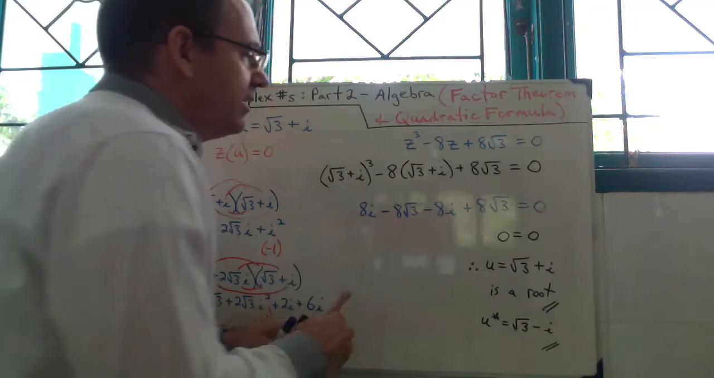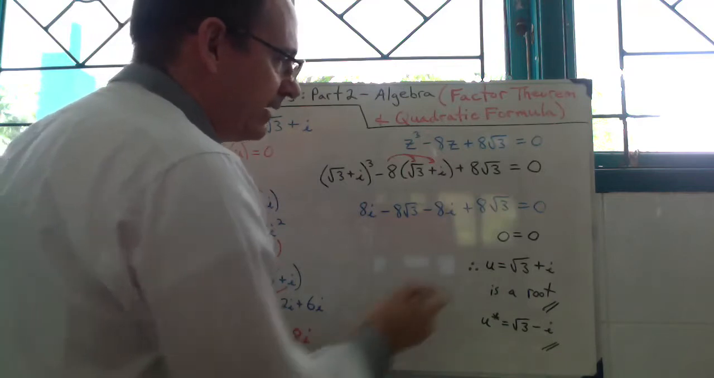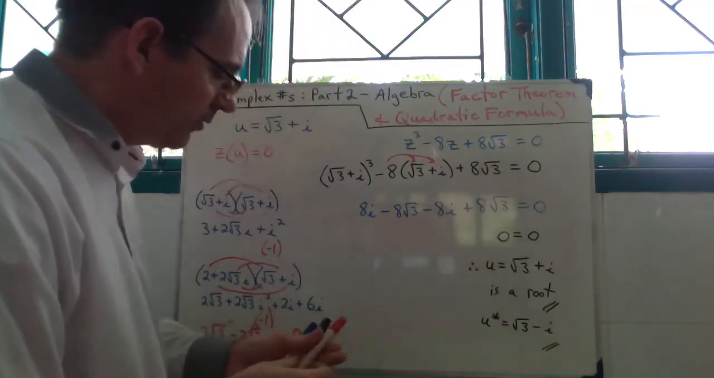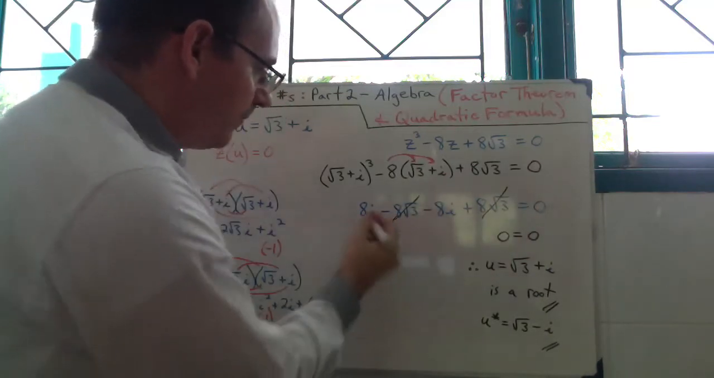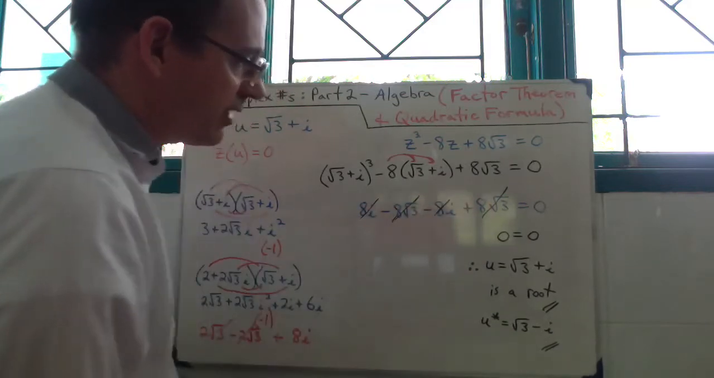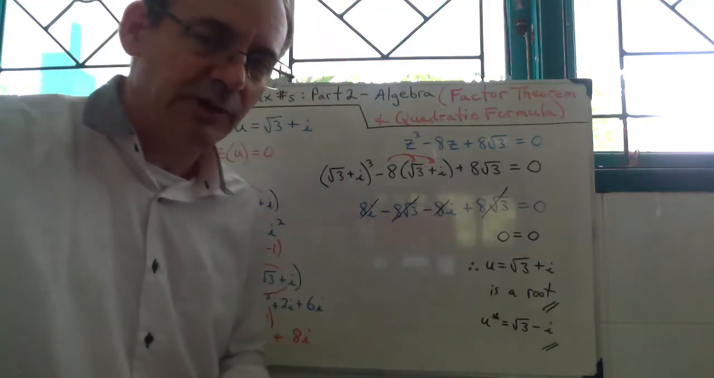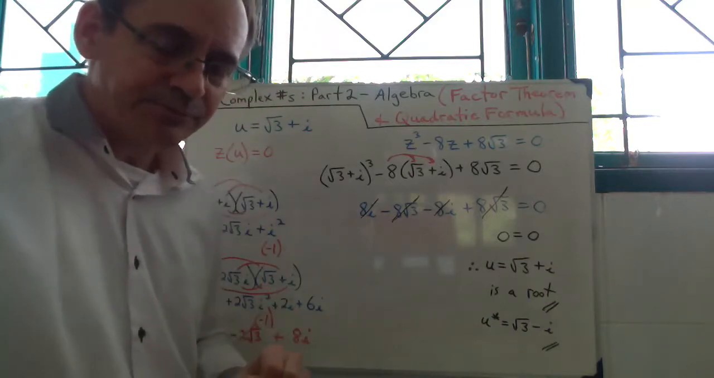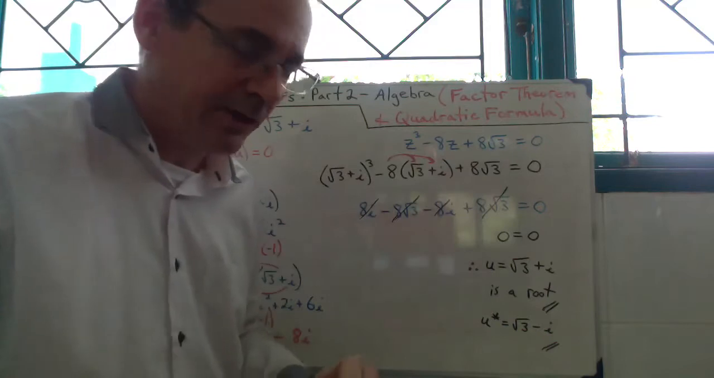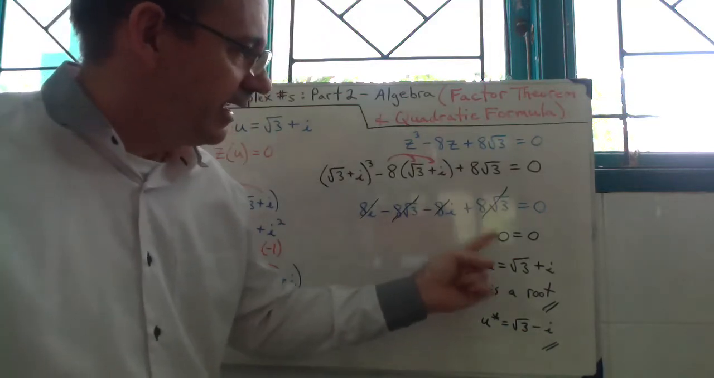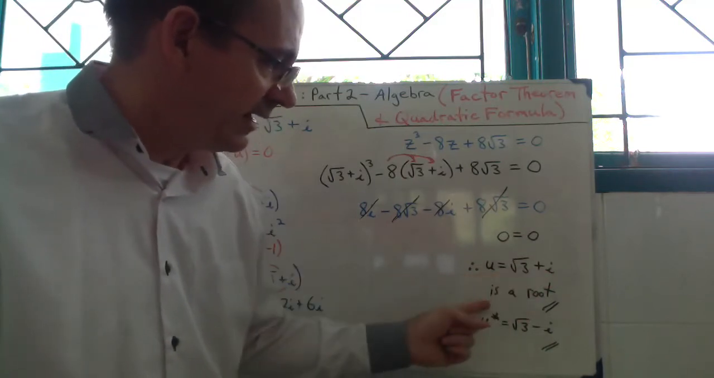Then we distribute the negative 8 through, and we get negative 8 root 3 minus 8i, and here we have 8 root 3. So you can see that the negative 8 root 3 cancels with the 8 root 3, the 8i minus 8i also cancels, and we're left with 0 equals 0. Now remember, for this particular question, we're not solving anything. We're simply verifying that u is a root of the polynomial. So since we were able to plug it in and get 0 equals 0, therefore u equals root 3 plus i is a root.